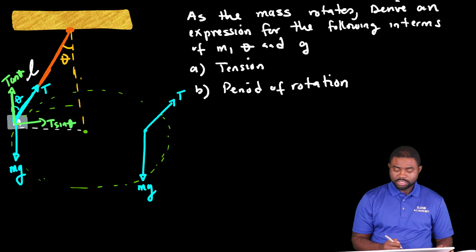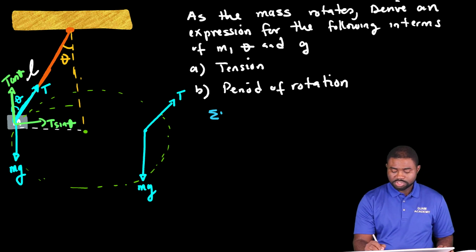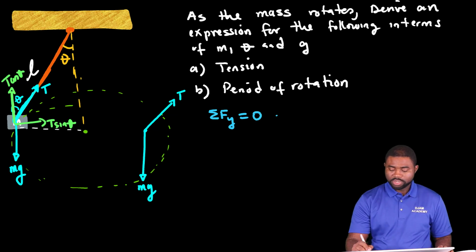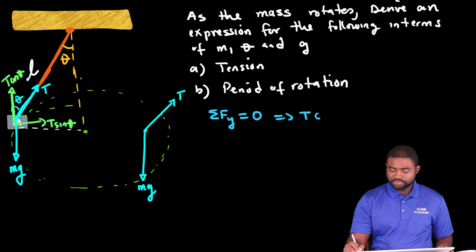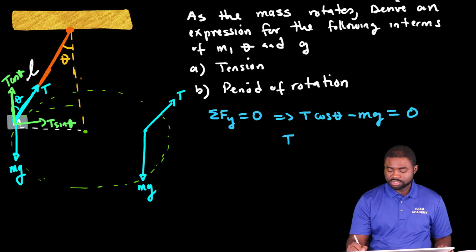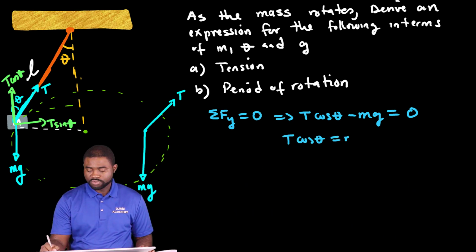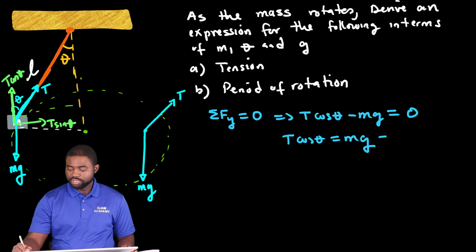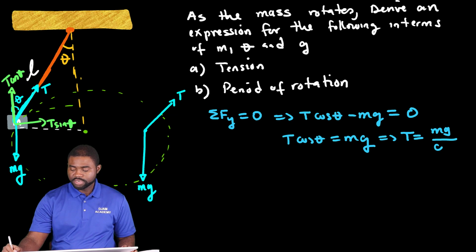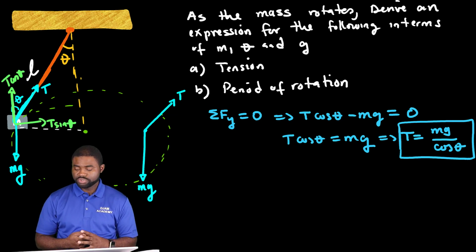Let's analyze the motion. The sum of forces in the y direction is equal to 0. What that means is that T cosine theta minus mg will be equal to 0. In other words, T cosine theta is equal to mg, which means that T will be equal to mg divided by cosine theta. This is the expression for the tension in the string.